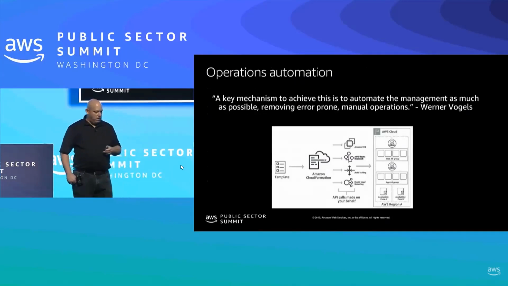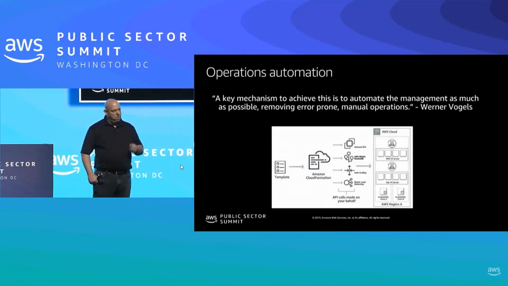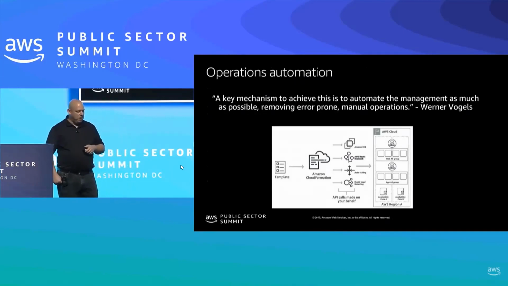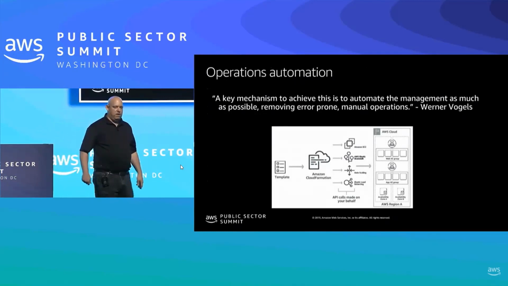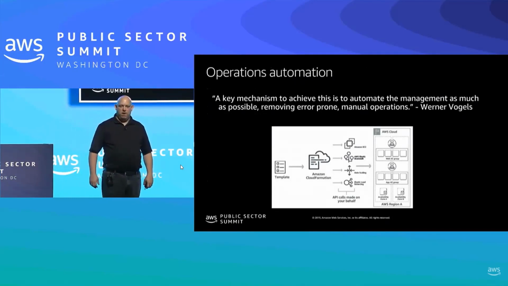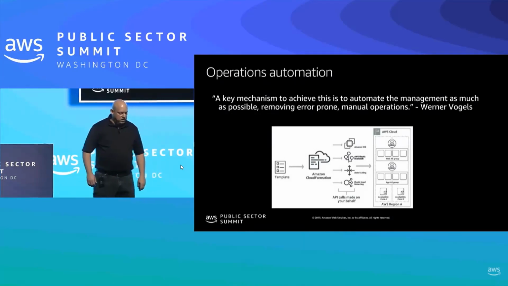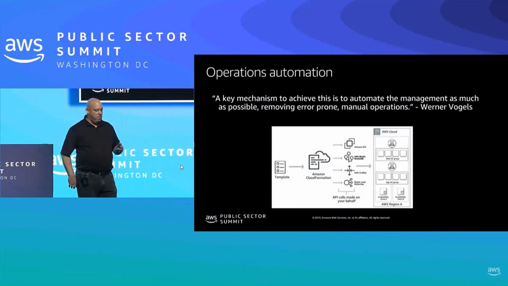At AWS, one of the lessons we've learned is to automate everything. Again, that would be one thing that everyone ought to take home. As Werner says, a key mechanism to achieve this is to automate the management as much as possible, removing error-prone manual operations. The cloud makes that possible with configuration as code and the APIs that are laid out there, as you all start to adopt it. If you've architected with resiliency in mind, a recovery environment, for example, can be stood up in minutes via AWS CloudFormation templates or AWS Systems Manager automation.